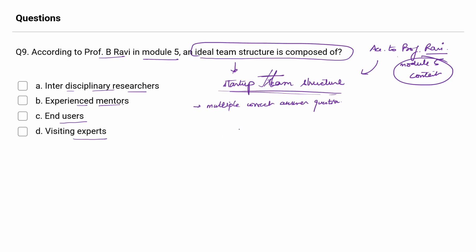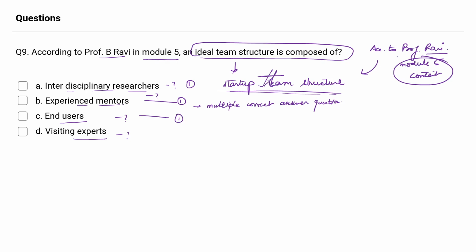So you still have time. You can let me know. You can vote. All right. We have got one vote for interdisciplinary researchers. Got one vote for experienced mentors as well, and one vote for end users. All right.